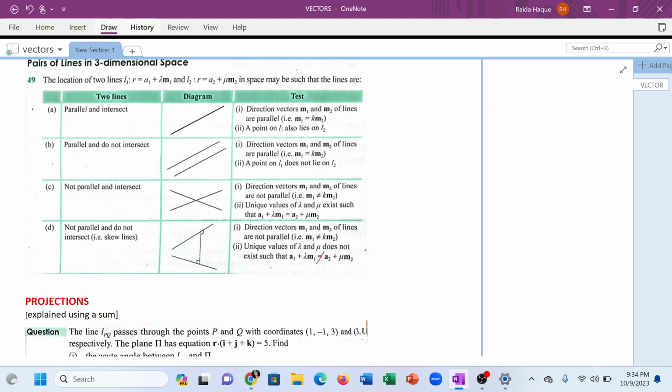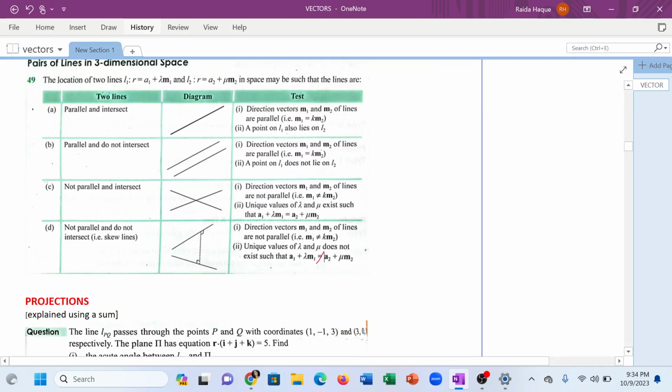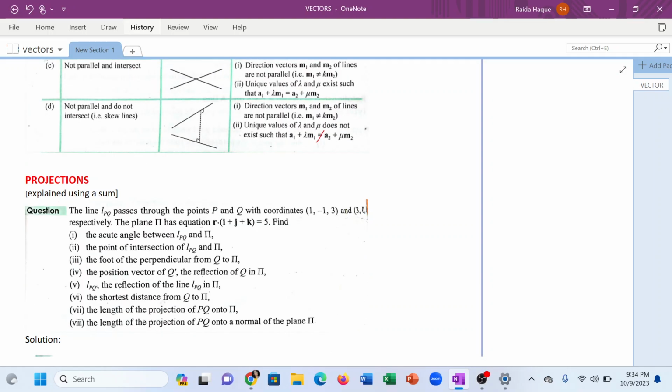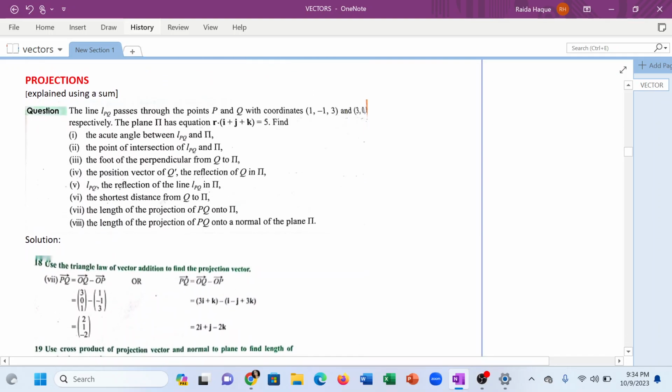Now moving on to projections. Note that projections are not in our syllabus, but I have found that doing projections quite clears your understanding of when to use the dot product, when to use the cross product, and how the different lengths we find are represented diagrammatically in our minds. It helps to clear the concept a lot. So I would suggest looking over it, but if you cannot, that's also fine. For our projections, we have explained it using a sum.